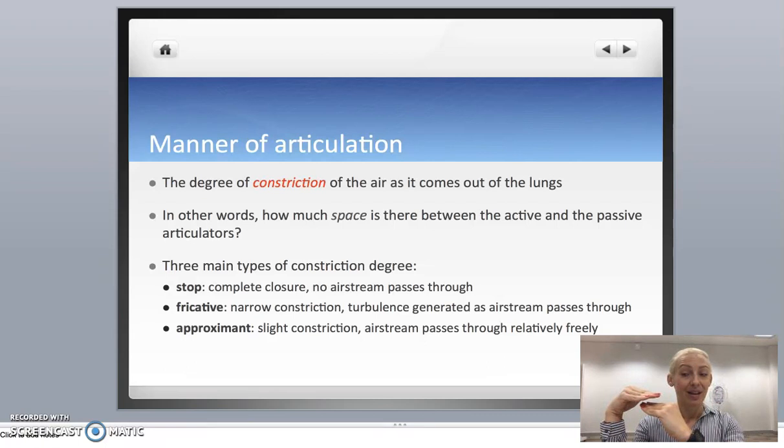And if you think about vowels, you will notice that they are the final level where the active and the passive articulators are completely far apart. So in the other three videos, I will tell you more about these three different main types of constriction.